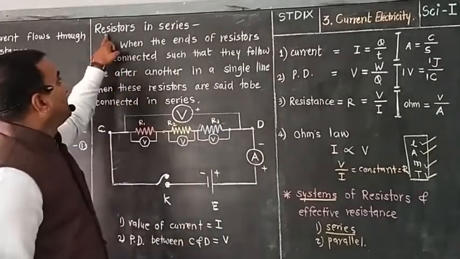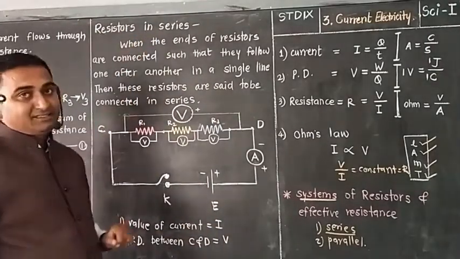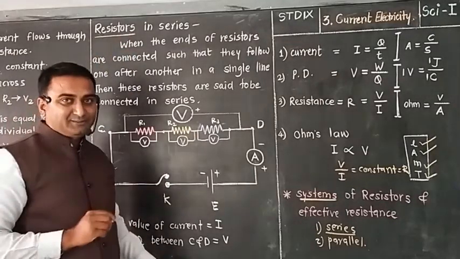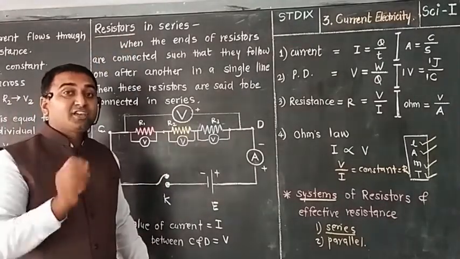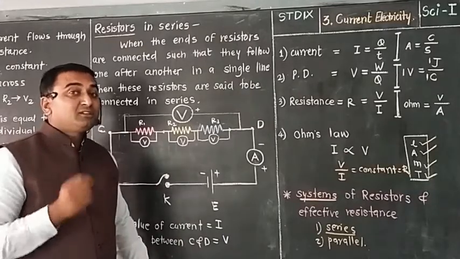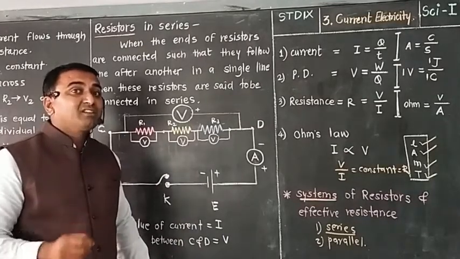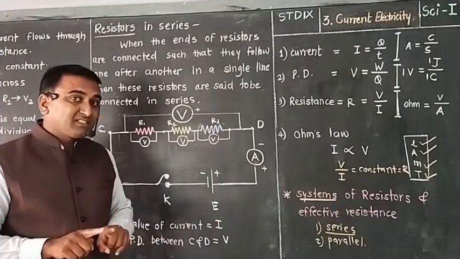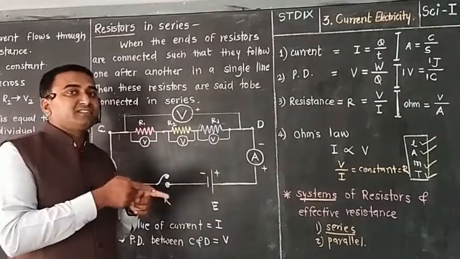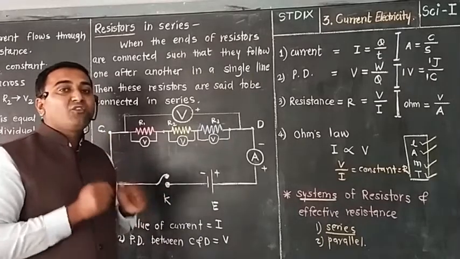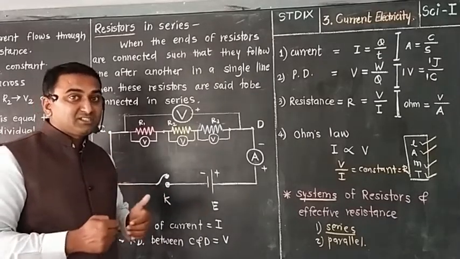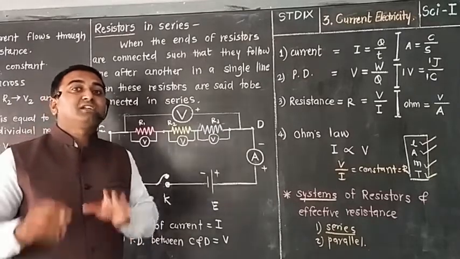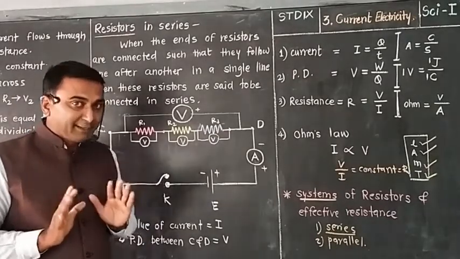First of all, resistors in series. What is a resistor? A resistor is a device or an instrument or equipment having the property of resistance. Who has resistance? A resistor has the resistance. And what is the work of a resistor? A resistor has the property of resistance, that means it opposes the flow of current.